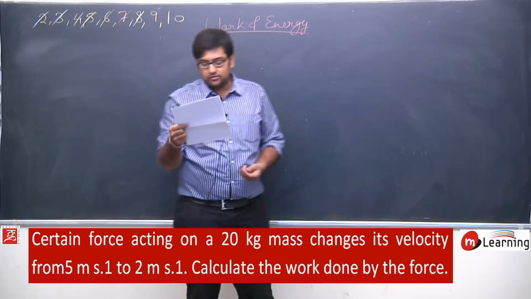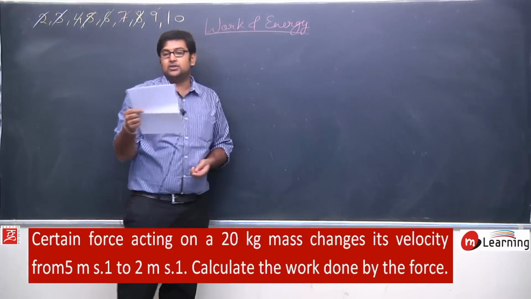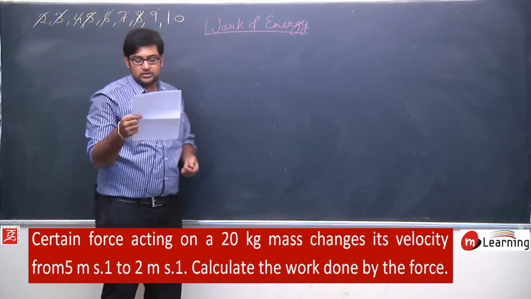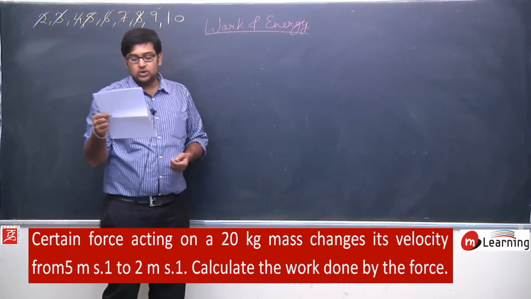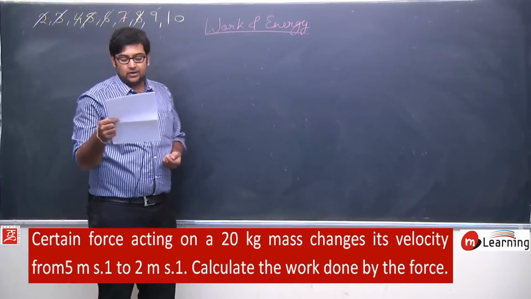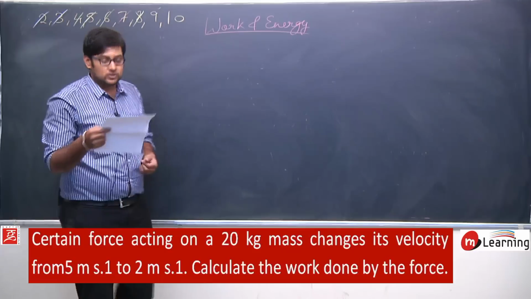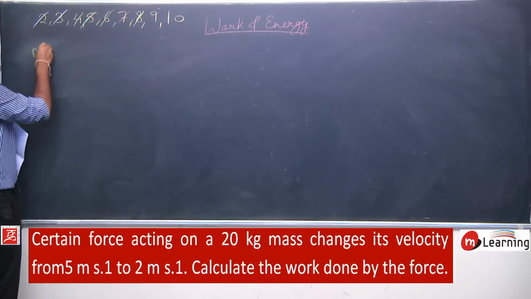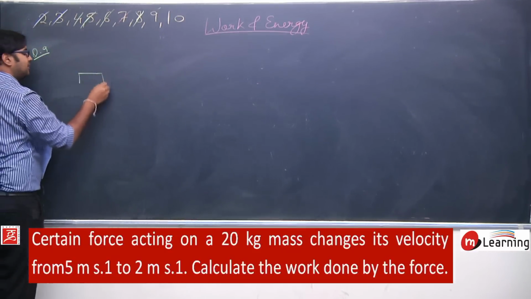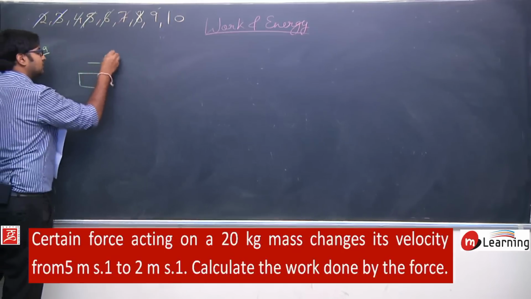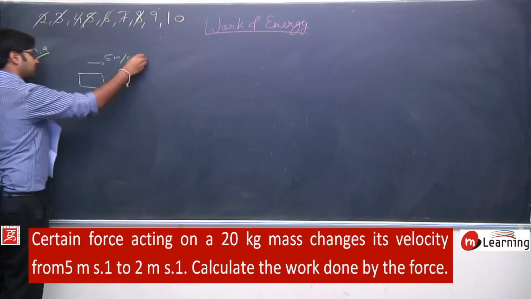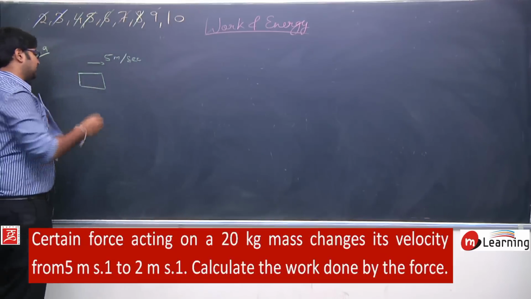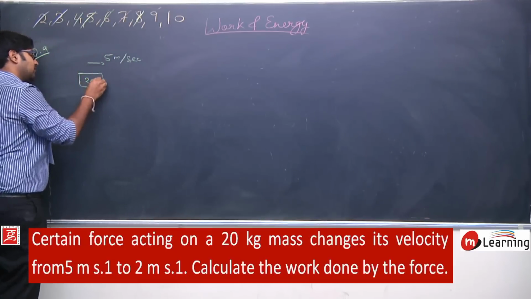...certain force acting on a 20 kg mass changes its velocity from 5 meters per second to 2 meters per second, then calculate the work done by the force. Okay, so it's an interesting question. It says a body is traveling with a speed of 5 meters per second initially. Okay, its mass is 20 kgs.